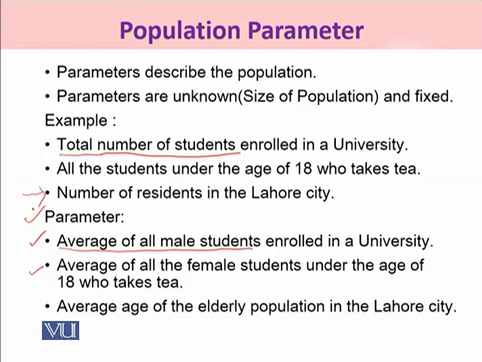And supposedly we are interested in the average age of the elderly population in Lahore city. Now we are talking about all the elderly people who are residing in Lahore city. So if we are interested in calculating their average age, then again it will be an example of a population parameter. So students, we have learned what the population is and how we can expect a population parameter to describe the population.